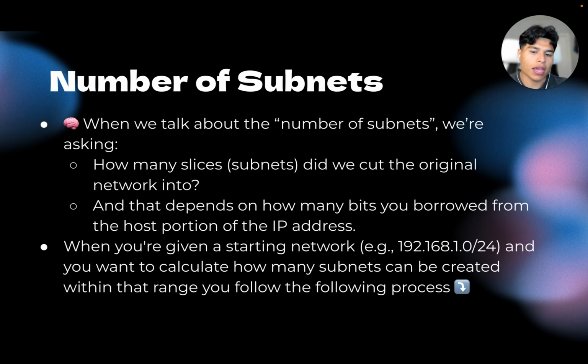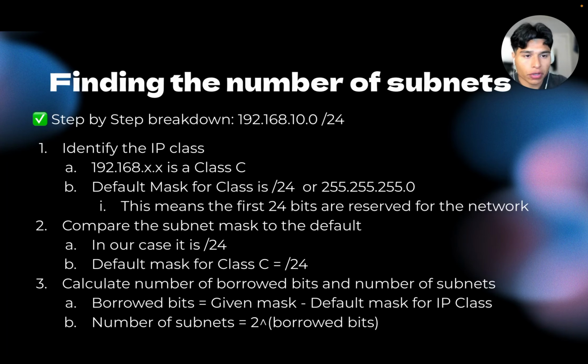So when you're given a starting network like 192.168.1.0/24, and you want to calculate how many subnets can be created within that range, you follow the next process that I'm about to show you. So you identify the IP class address. You identify the IP class, right?